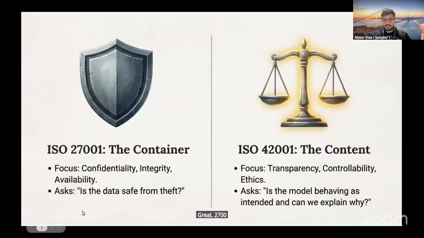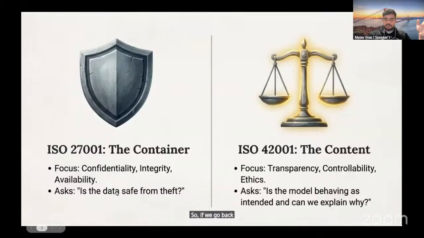27001 is the container. It's what keeps the system in place. But 42001 focuses on the content, what's inside that system. We have always focused on confidentiality, integrity, and availability. So we always ask the question: is the data safe from theft? Is the data resilient? Is it robust, such that it can't be modified? But from the 42001 perspective, we focus on transparency, controllability, and especially ethics.